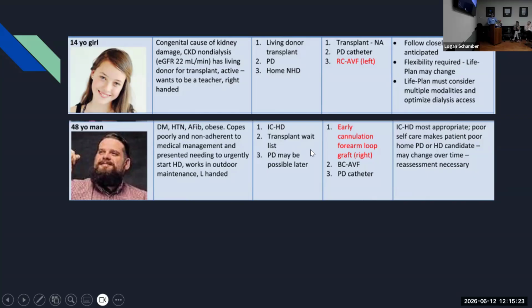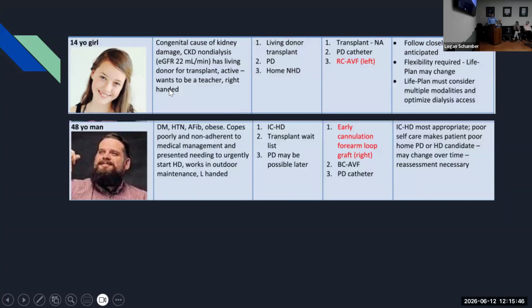PD may be possible. Some people might disagree, but in-center would be his preferred. And so along those lines, thinking that an AV graft, because it is more readily available for use than a fistula, perhaps an AV graft for him would be the better route of access. Secondarily would be a brachiocephalic AV fistula. And then lastly, on the totem pole would be a PD catheter.